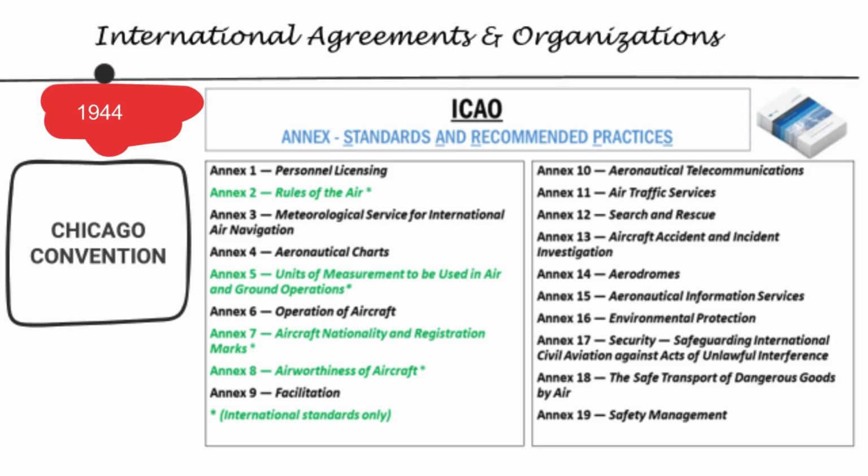ICAO standards and recommended practices for each area of ICAO responsibility are contained in 19 annexes. Each annex deals with a particular subject area. Annexes 2, 5, 7, and 8 are standards to be followed uniformly worldwide, whereas other annexes contain both standards and recommended practices.